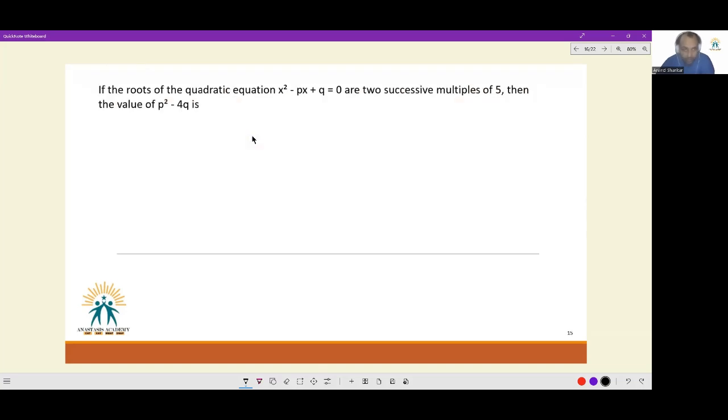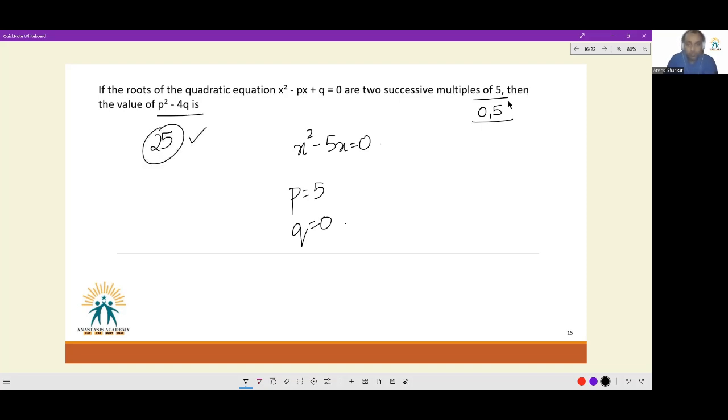Next, if the roots of the quadratic equation x square minus px plus q equal to 0 are two successive multiples of 5, then find the value of p square minus 4q. You can see, I've been told two successive multiples of 5. Let the two roots be 0 and 5, which would mean the equation is x square minus 5x is equal to 0. So p is equal to 5, q is equal to 0. Final value of p square minus 4q will be 25. By simply taking two roots, I can reach my answer.